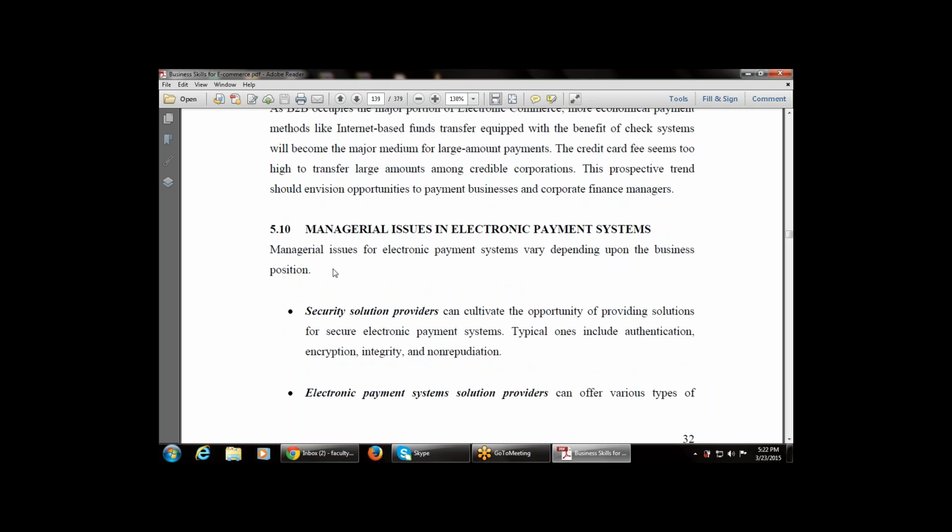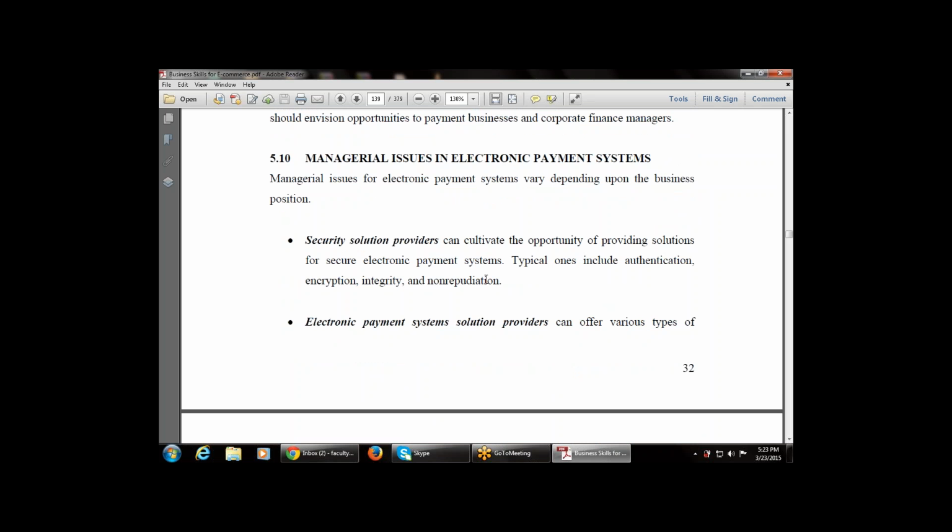One of the managerial issues is security solution providers. That is, how security can be provided: security solution providers can cultivate the opportunity of providing solutions for a secure e-payment system. Typical solutions include authentication, encryption, integrity and non-repudiation. These are the properties that security solution providers offer for secure e-payment systems. The next managerial issue is e-payment system solution providers.